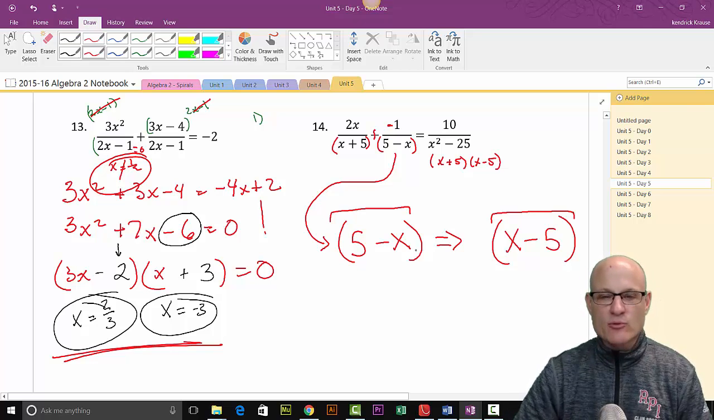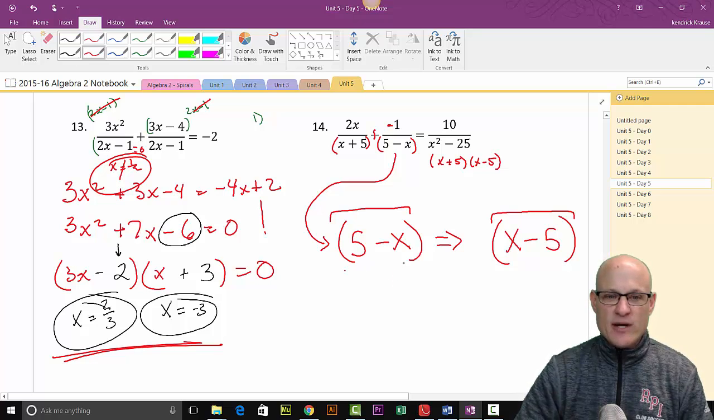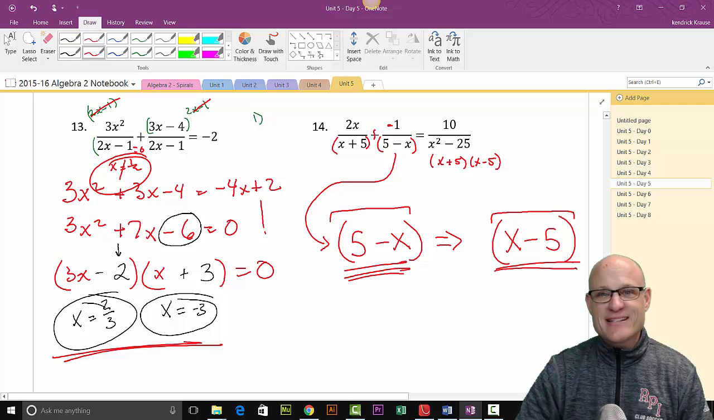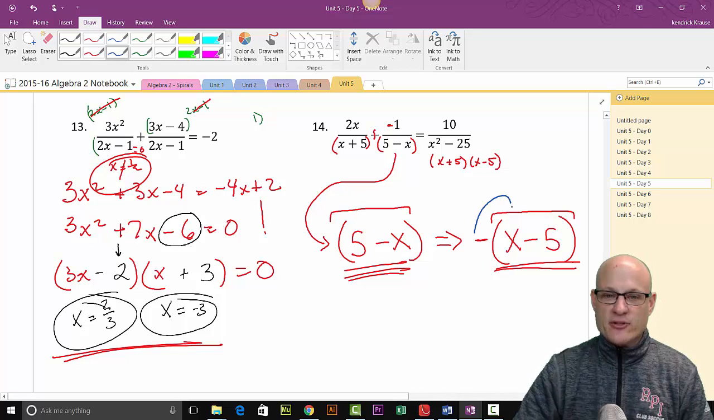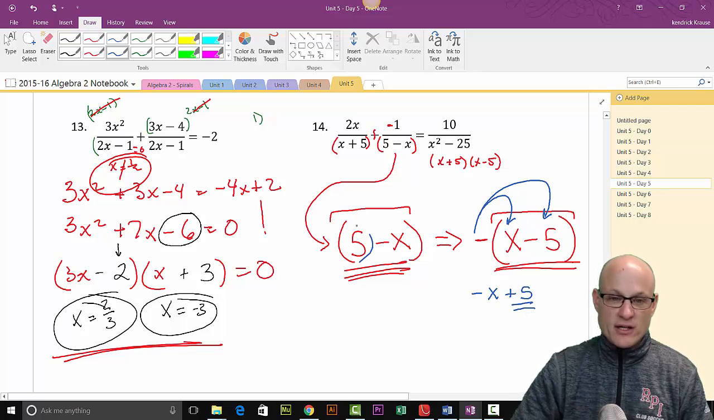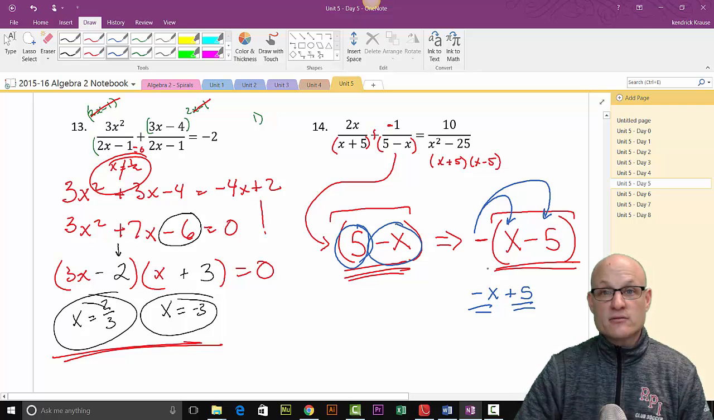This came out of the -1 rule. This is an extension of the -1 rule. If you have something that looks backwards and you really want it to look normal, it's still the -1 rule. You just got to put a negative out front. Now, let's see what that really does. If I distribute this negative here, what do I get? I get negative x. And if I distribute that negative here to -5, I get positive 5. Well, positive 5, there's a positive 5. Negative x, there's a negative x.